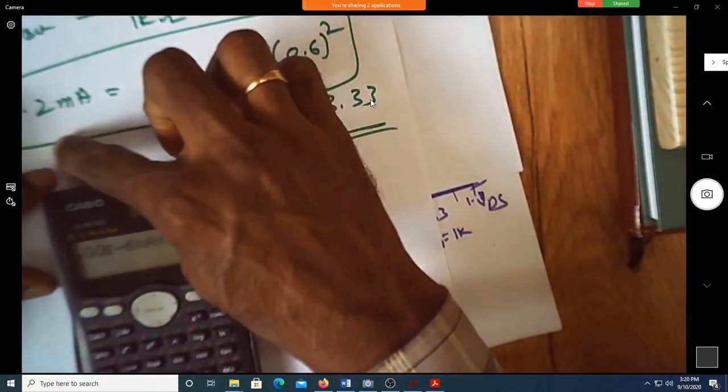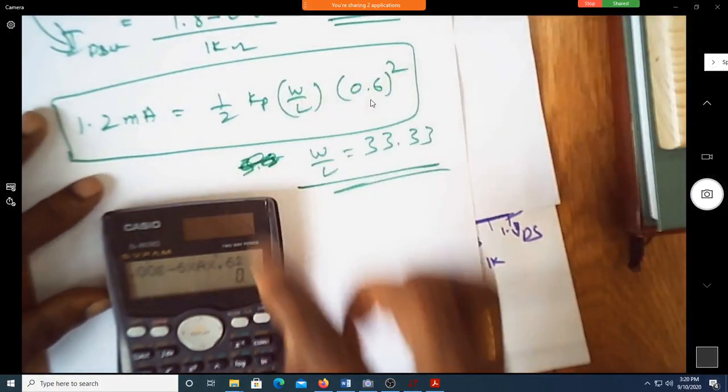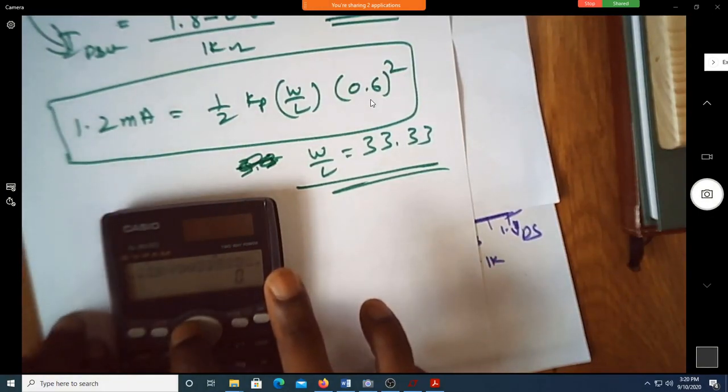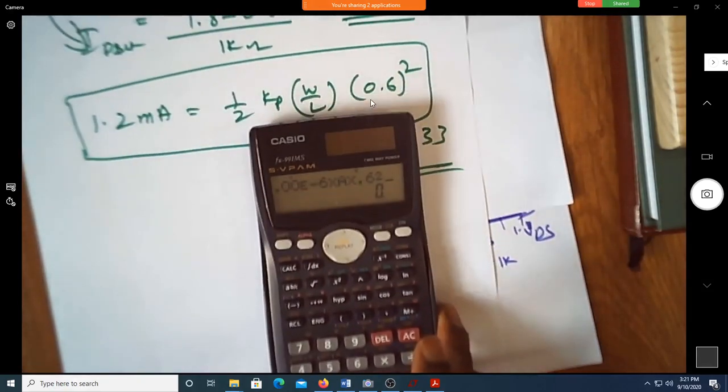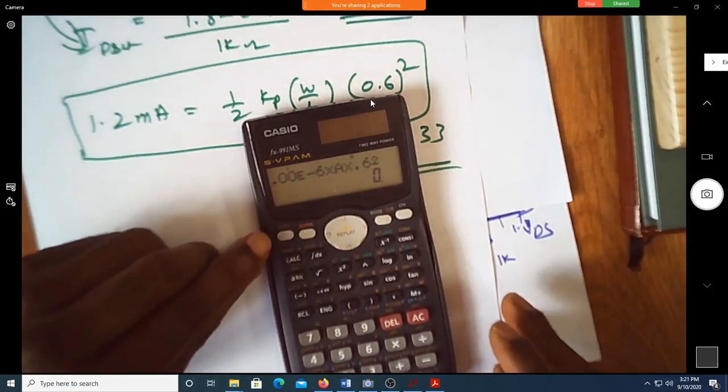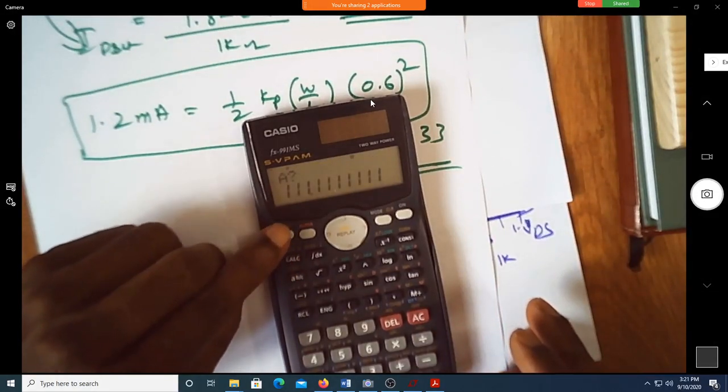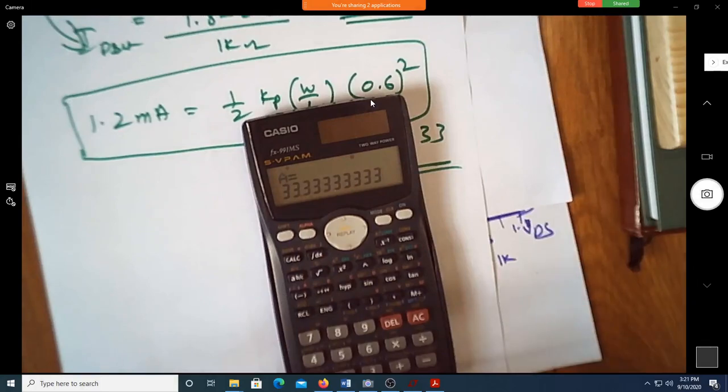I have entered this equation as it is. You can see if I read this equation, it is 1.2 e power minus 3, that is milli, alpha equals 0.5 into 200 e power minus 6 into A, that is alpha A, into 0.6 whole square. Now I want to get the value of A. So for that you have to do shift cal twice. Are you getting 33.33? Shift calculator, shift cal.